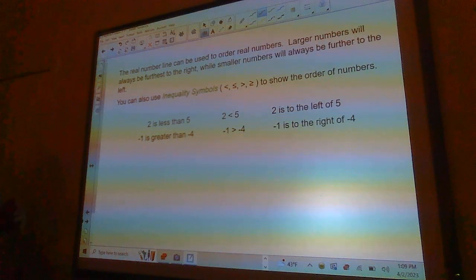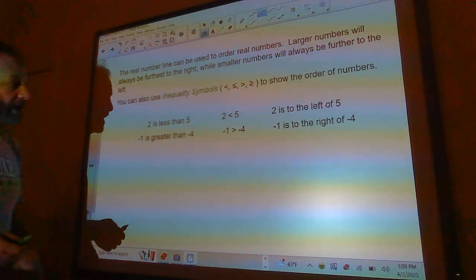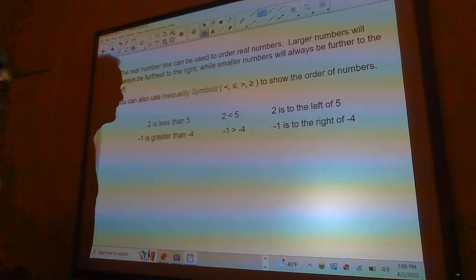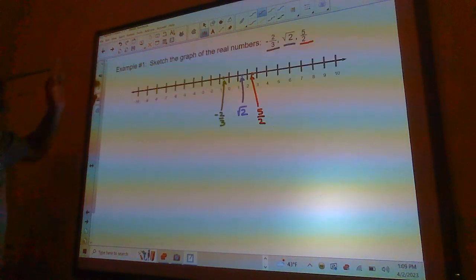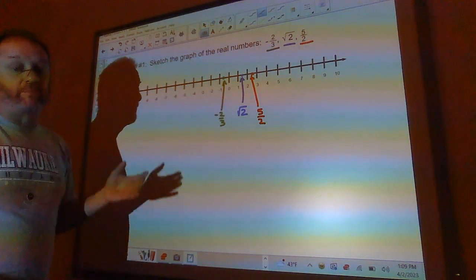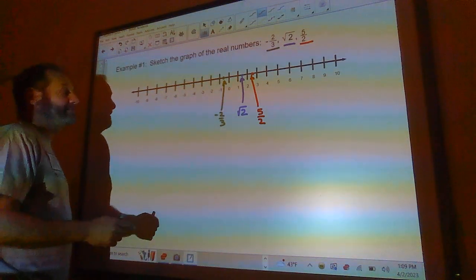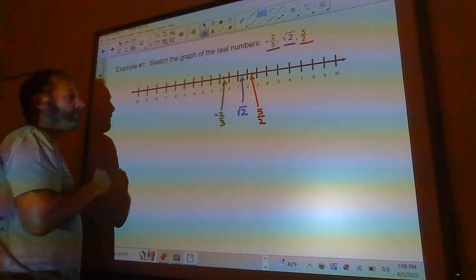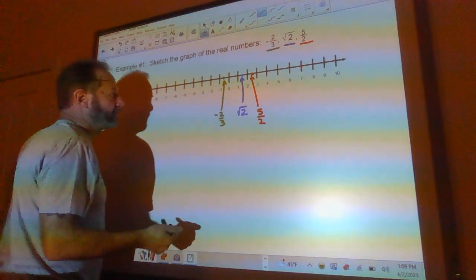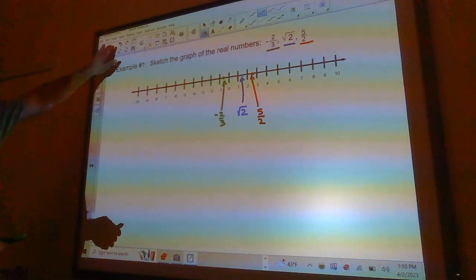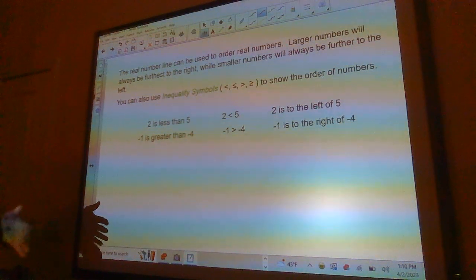A real number line can be used to order real numbers. So if you get a whole list of numbers, you can put them on a number line, and you can always tell the largest, because the largest will always be on the right. Smaller will be on the left. Now, if we go back and look right here, a lot of times people think negative 10 is bigger than negative 1 because 10 is bigger than 1, but it's not. It's actually less than negative 1. Remember, the further you go to the left, these are smaller and smaller numbers. The further you go to the right, they're bigger and bigger numbers. So negative 1 would be bigger than negative 2. It's a very common mistake that people make.